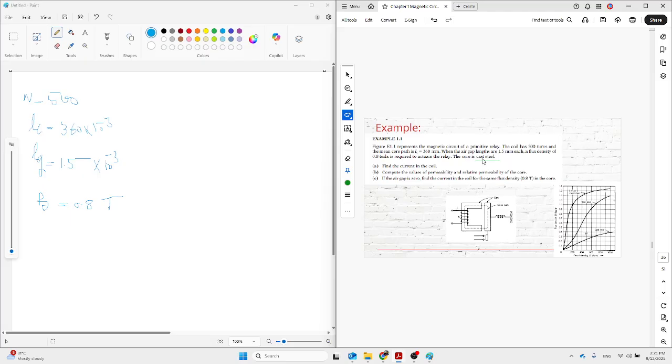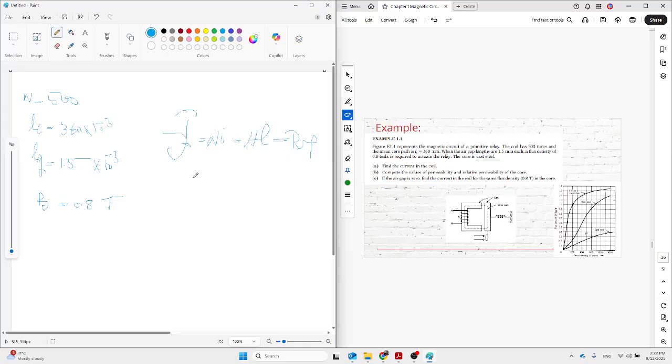The type of core given is cast steel, so cast steel is the middle one. Find the current. It looks like the example of what is the current. So again, I should start with the MMF. Don't forget in the exam, you should write down the formula: Ni equals HL equals RΦ.